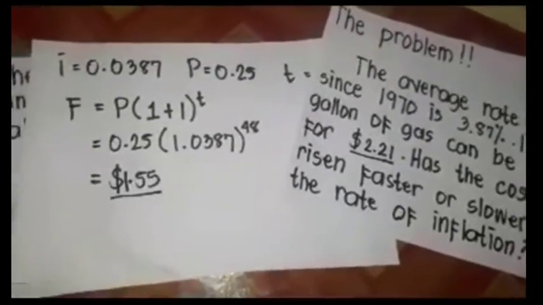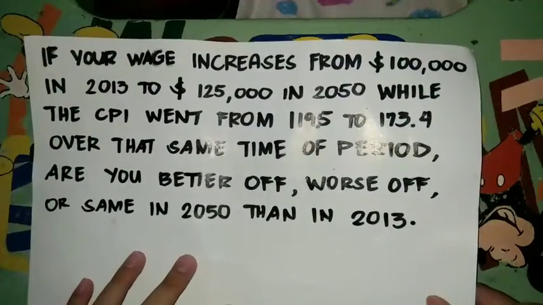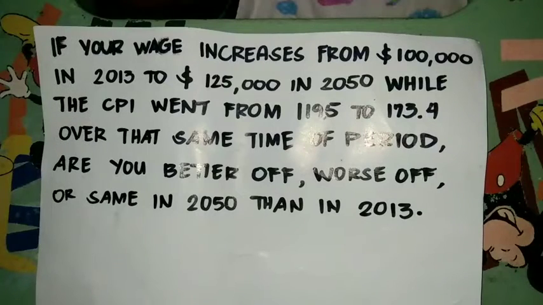So that's all. If your wage increases from $100,000 in 2013 to $125,000 in 2050, while the CPI went from 119.5 to 173.4 over that same period, are you better off, worse off, or the same in 2050 than in 2013?